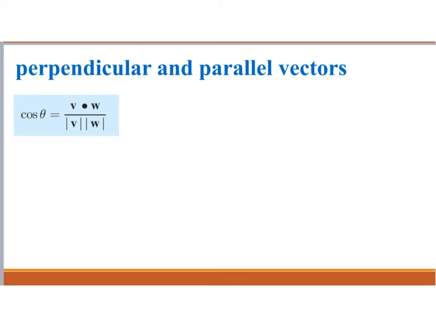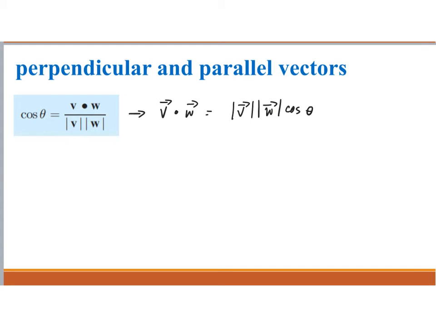Let's go back to this formula and use it to look at perpendicular and parallel vectors a little bit more. But first, if we cross multiply, we can write this equation as V dot W is equal to magnitude of V times magnitude of W times cosine theta.